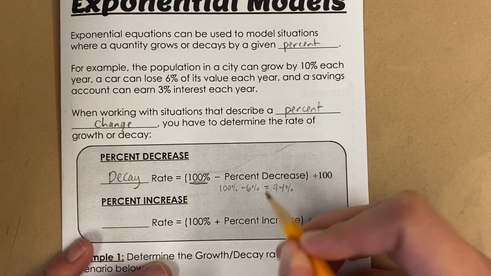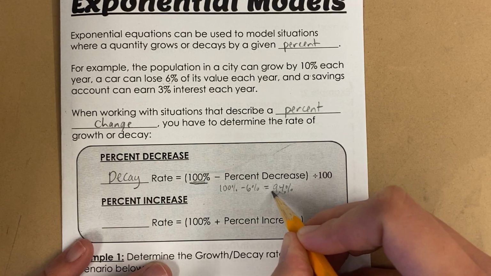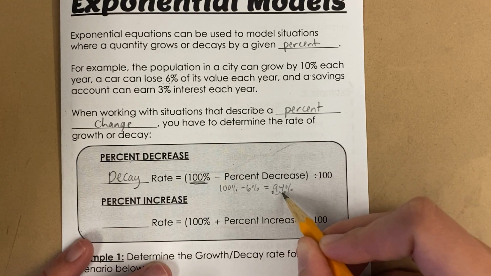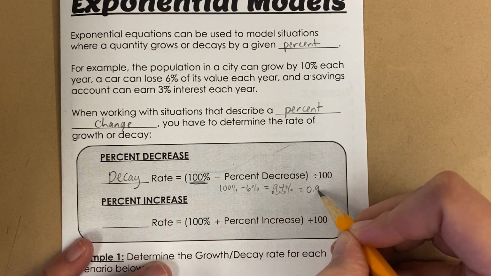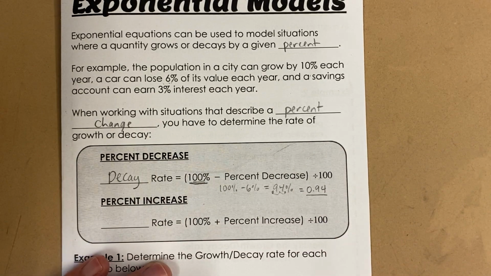Now, when I divide this by 100, what that does is it moves this decimal place over. 94 divided by 100, you can put this in your calculator and try it out. 94 divided by 100 is 0.94. That would be the decay rate.